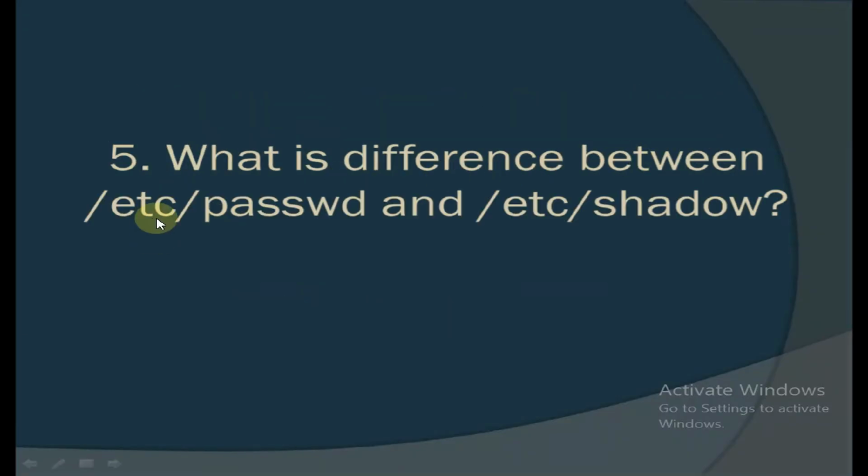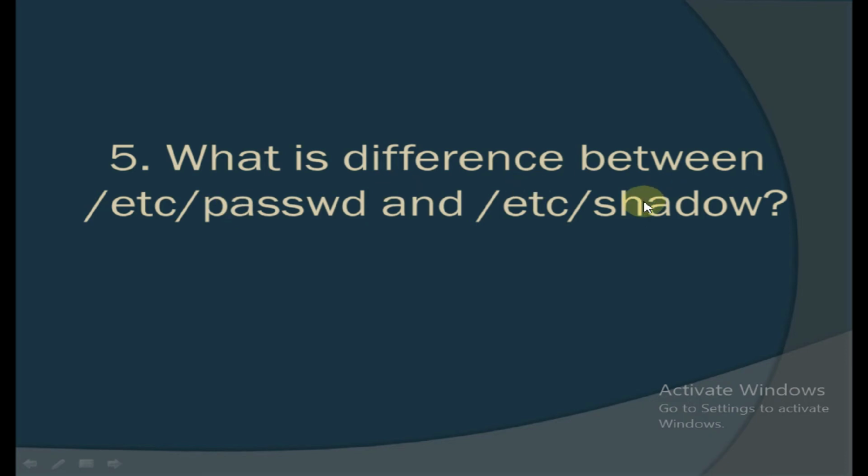What is the difference between /etc/passwd and /etc/shadow? In general, both /etc/passwd and /etc/shadow are available for user information. So let's check. In general, in /etc/passwd we store general user information, and in /etc/shadow we store user password information. In /etc/passwd we store user information like user ID, group ID, and user home directory, which the user is working on, like this.